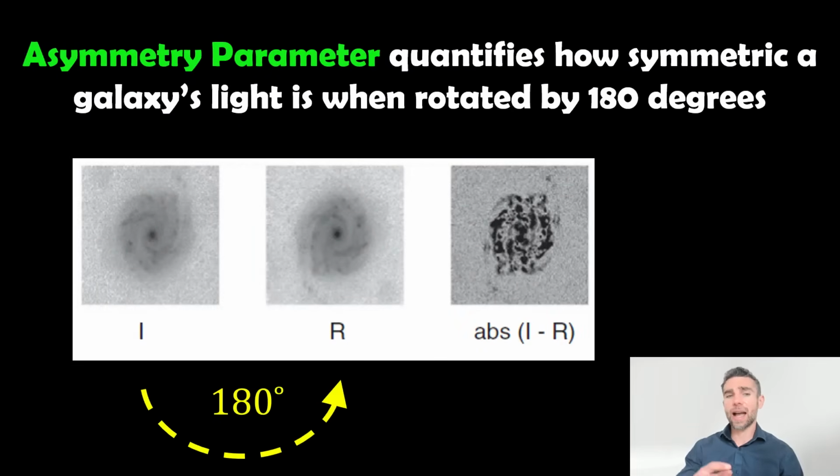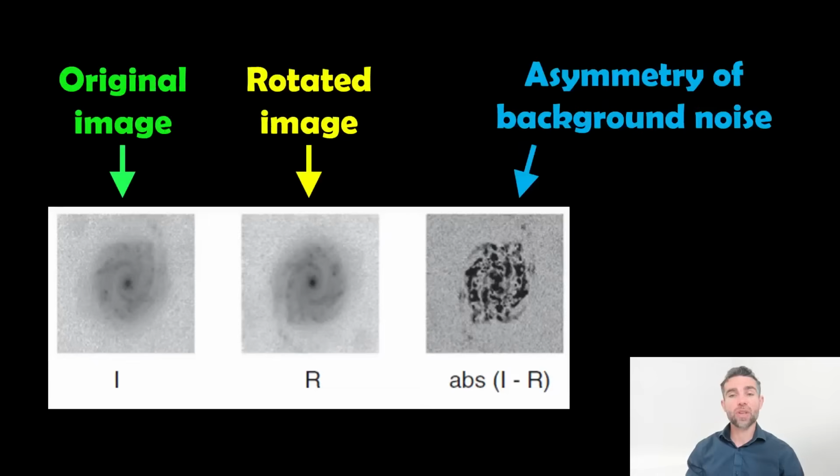Now this is looking at how symmetric the galaxy's light is if you rotate the image or the galaxy by 180 degrees. On the left hand side we've got our original image. In the middle we've got the image rotated by 180, and on the right hand side is essentially the difference between those two images. If it's symmetric, there shouldn't be any difference, but if it's asymmetric, we're going to get a new picture showing the asymmetry in it. So, original image, rotated image, and then the asymmetry and the background noise.